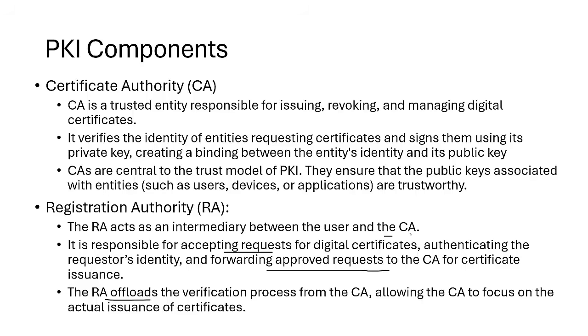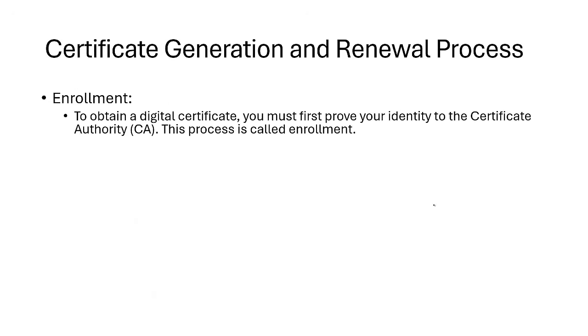So let's understand step by step how the certificate works. The first step is to obtain the certificate. As we discussed already, this is my client and this is my web server. What the web server needs is that everyone should trust the web server. So the web server needs to obtain a certificate. The first step is enrollment. To obtain a certificate, you provide your public key to the CA, and this process is called enrollment.